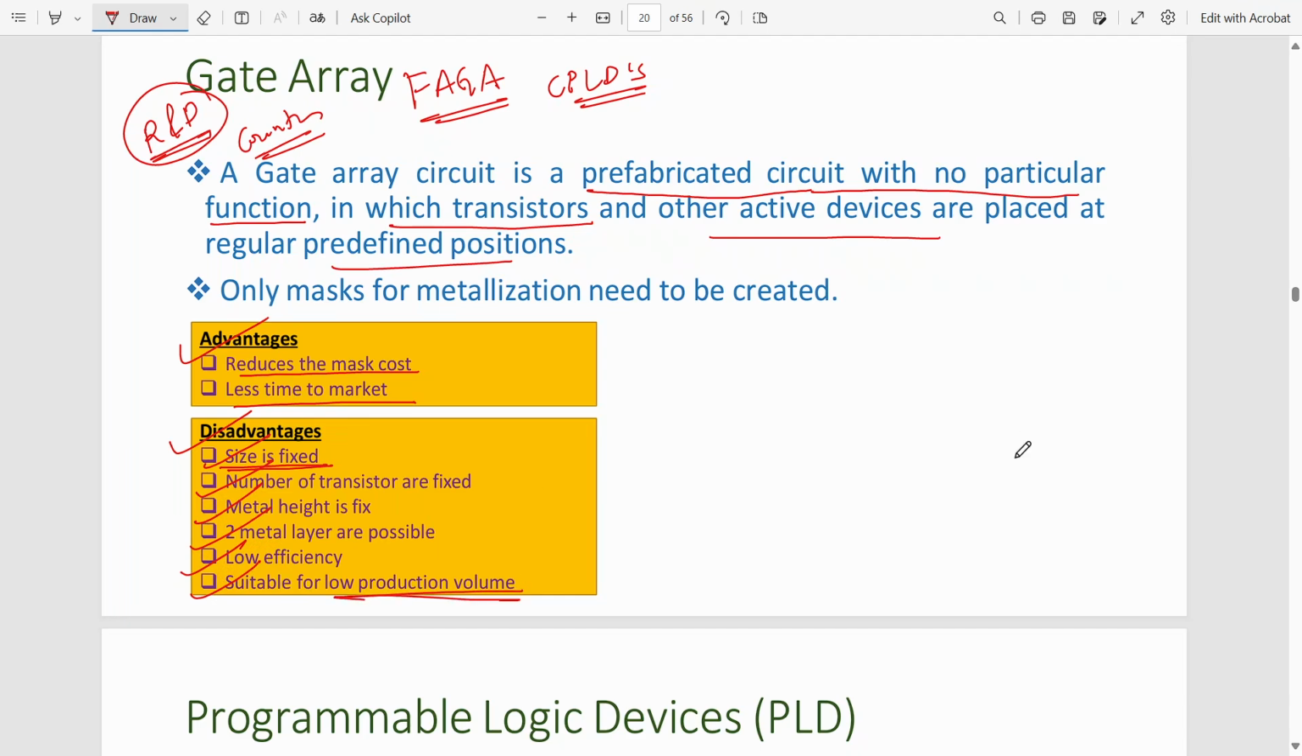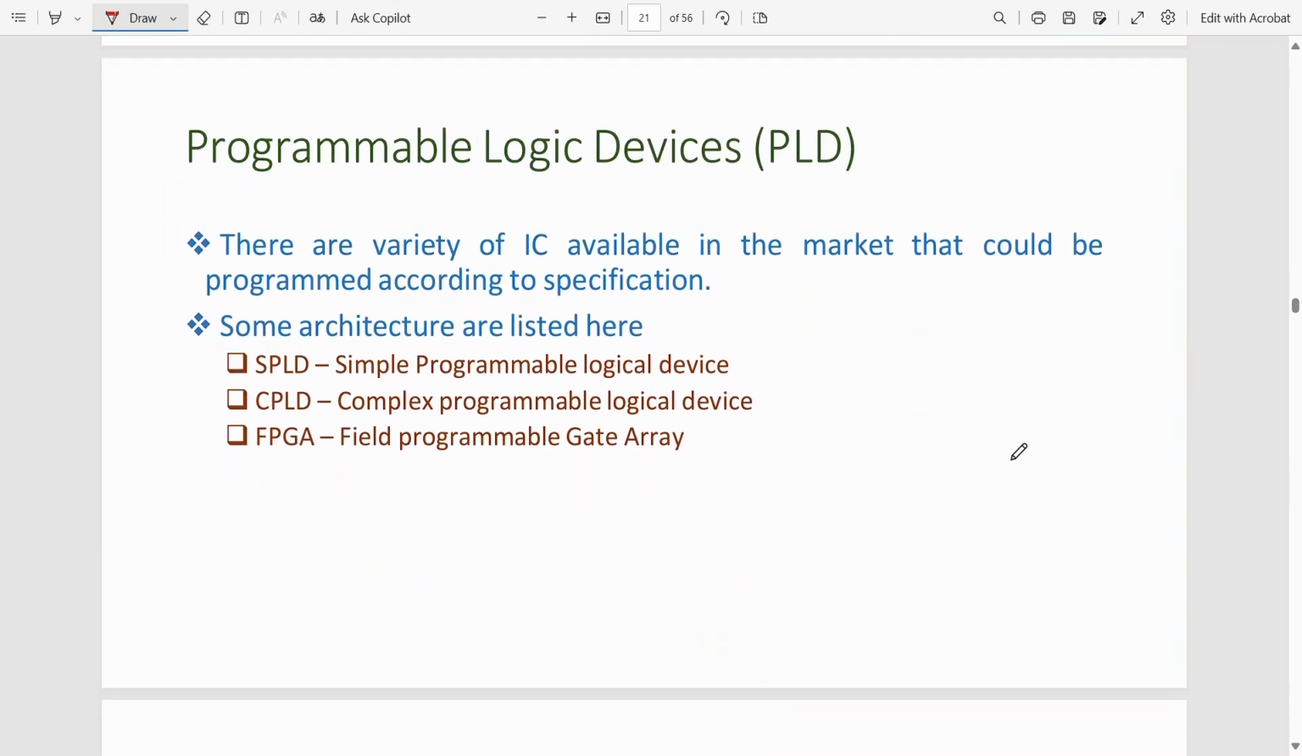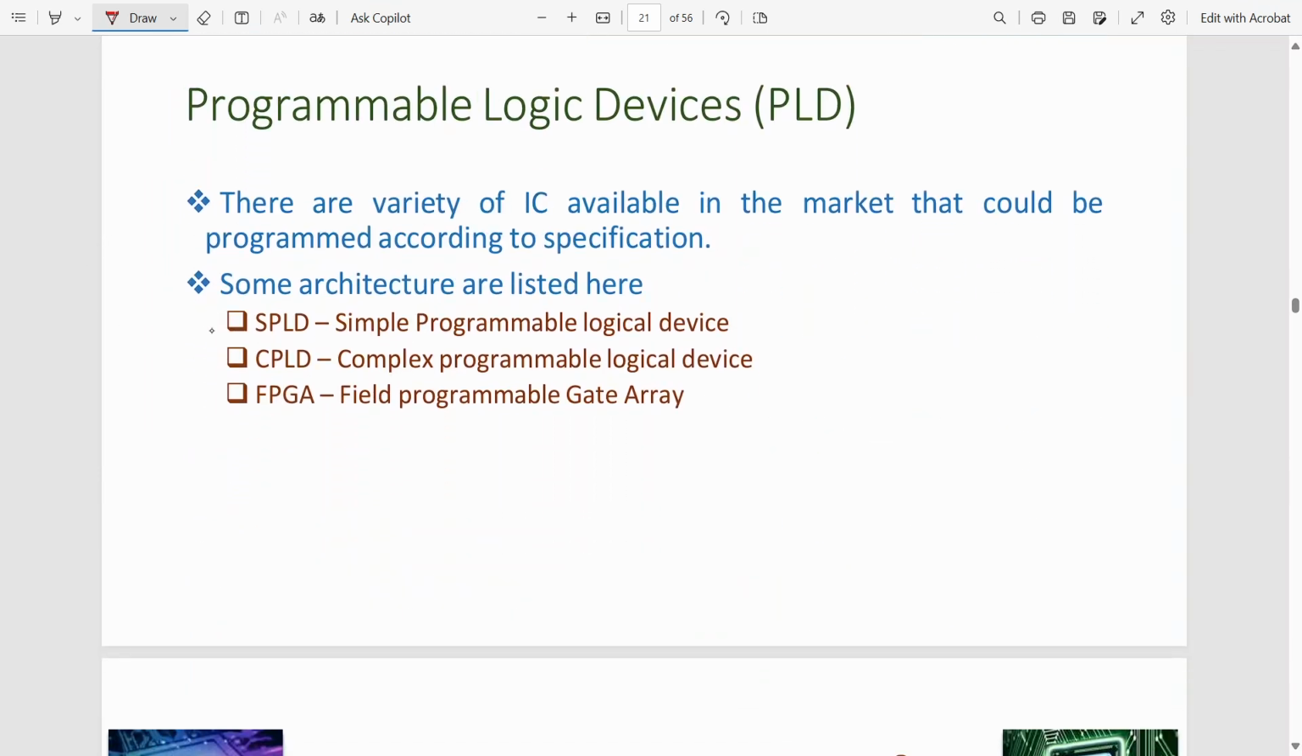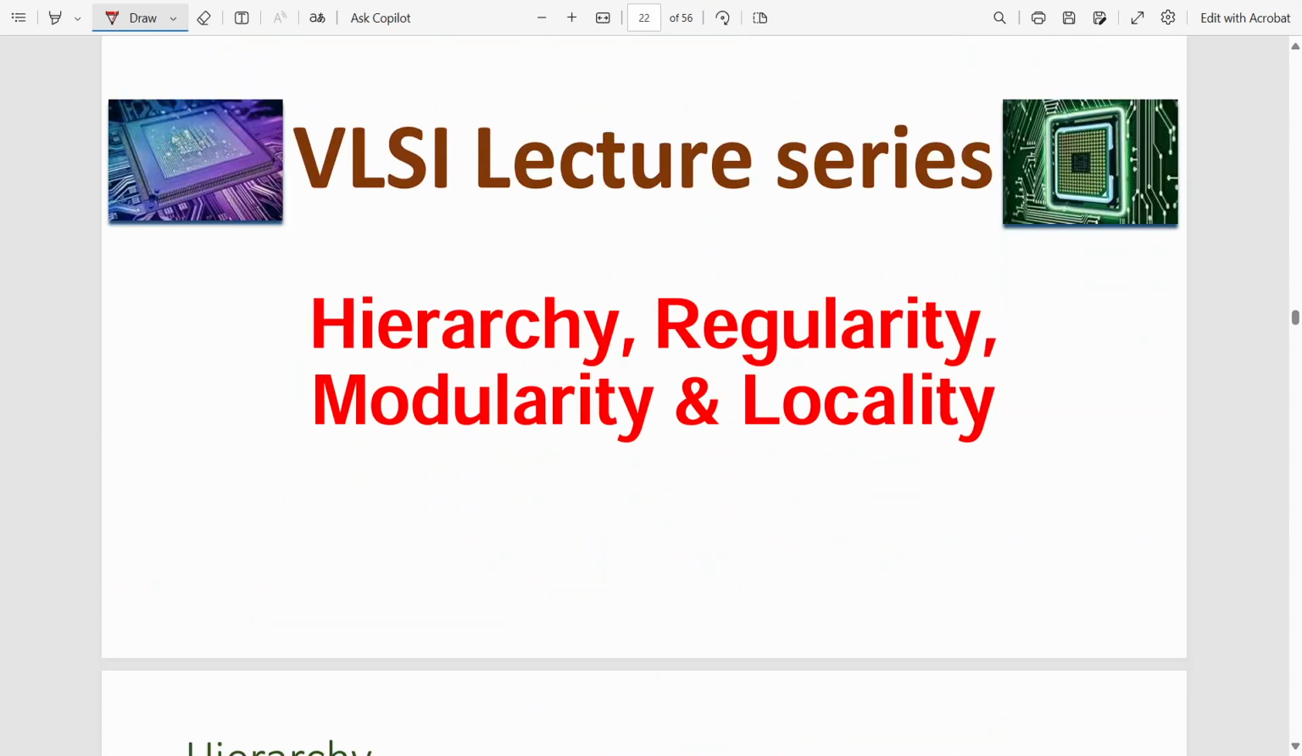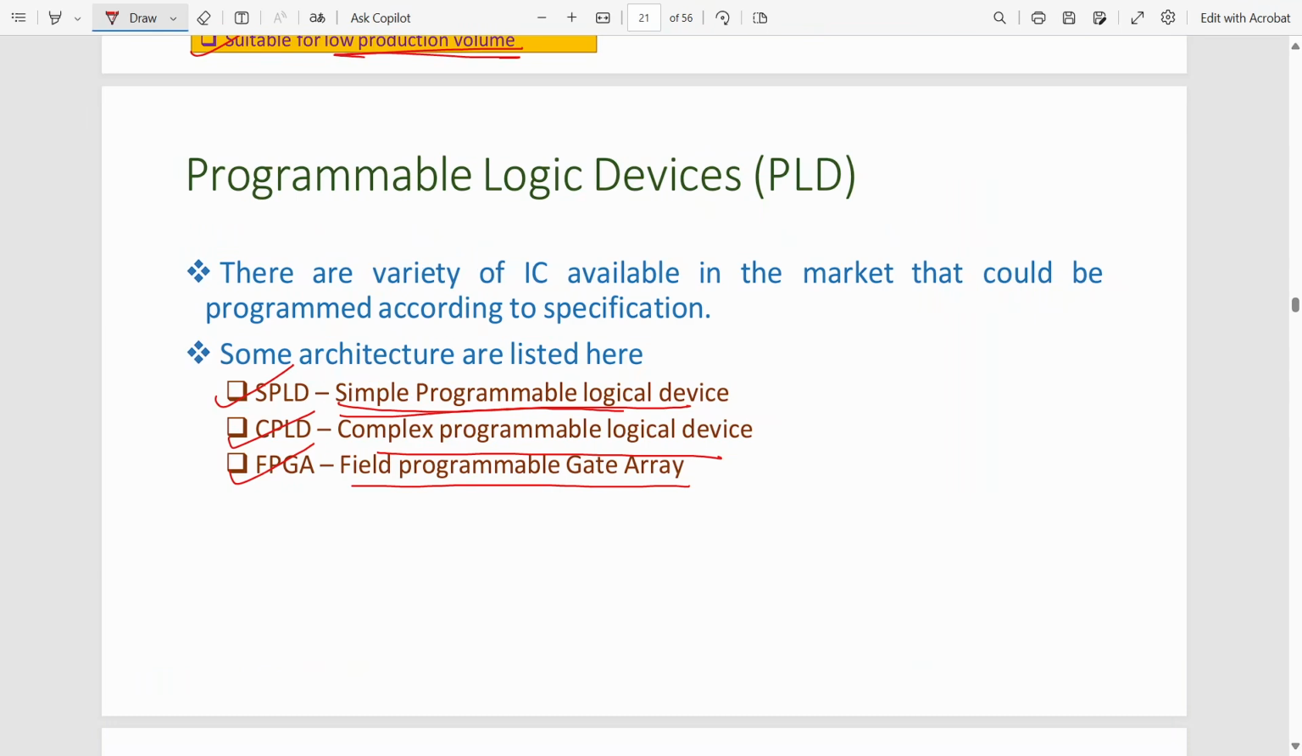And PLDs we already discussed. PLDs are nothing but a variety of ICs available: SPLD, that is simple programmable logic device, CPLD, complex programmable logic device, and field programmable gate arrays. So what is the difference between CPLD and FPGA? CPLD has a lower clock frequency, like 10 kilohertz. FPGA has a higher clock frequency, in terms of 1 gigahertz.